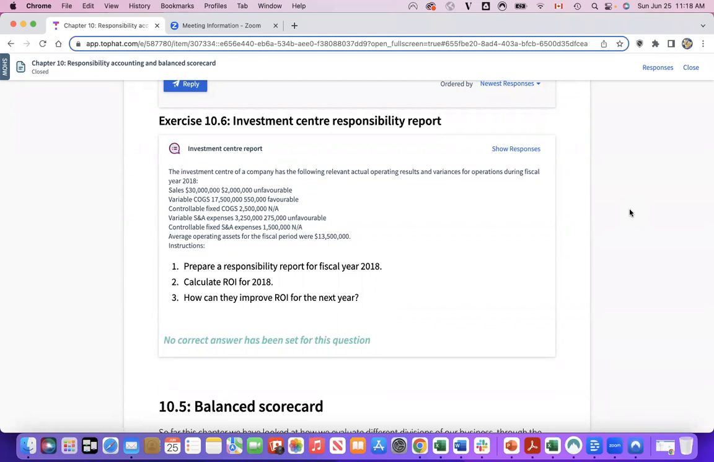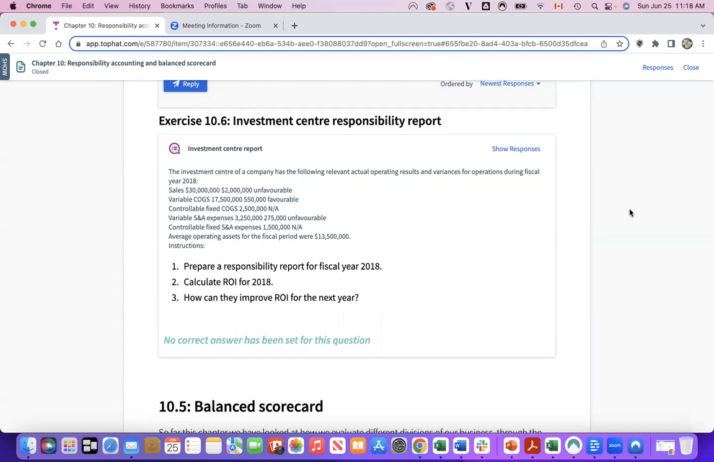Variable cost of goods sold were 17,500,000, which led to a $550,000 favorable variance. Controllable fixed cost of goods sold were 2.5 million with no variance. Variable selling and admin expenses were 3.25 million, and that led to a $275,000 unfavorable variance. Controllable fixed selling and admin expenses were 1.5 million with no variance. Average operating assets for the fiscal period were 13.5 million.